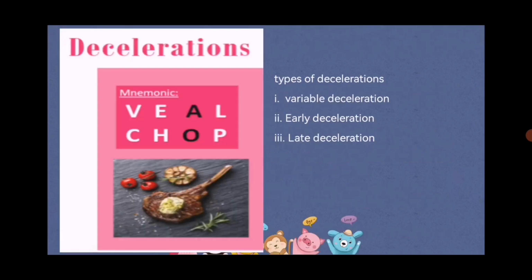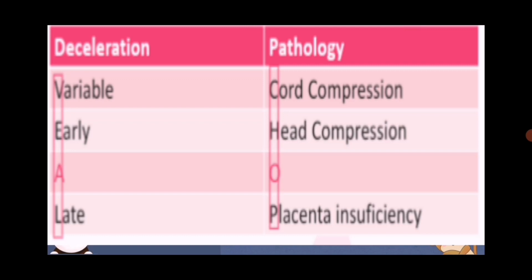Now there are types of decelerations, which are variable decelerations, early decelerations and late decelerations. There is a mnemonic, VEL CHOP. This is the mnemonic for types of deceleration and in which conditions they are present. Variable decelerations are present in cord compression, early decelerations present in head compression, and late decelerations are present in placental insufficiency. So VEL CHOP, you can remember it.